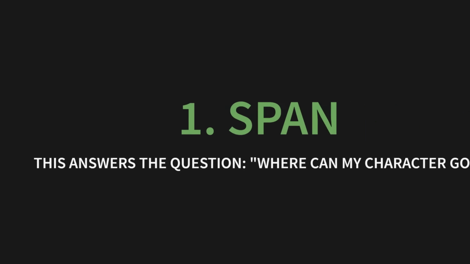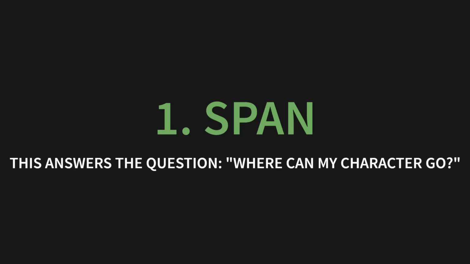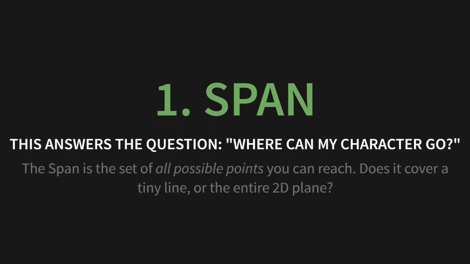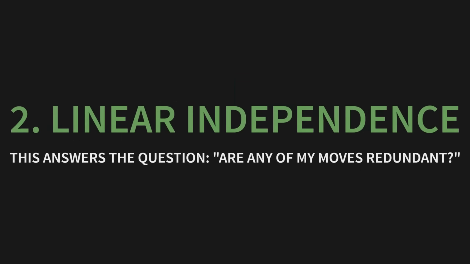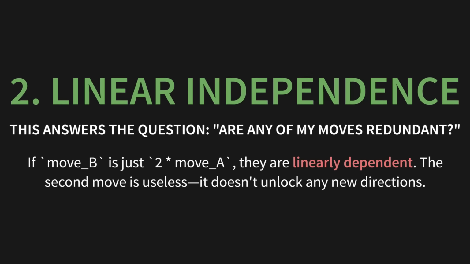First, span. This answers the question, where can my character go? The span is the set of all possible points you can reach. Does it cover just a tiny line, or does it cover the entire 2D plane? Second term, linear independence. This answers the question, are any of my moves redundant? If move B is just 2 times move A, they are linearly dependent. The second move is useless. It doesn't unlock any new directions. You're just stuck on the same path.